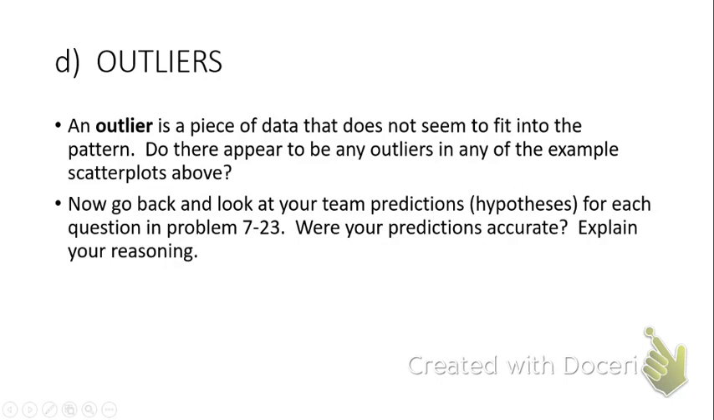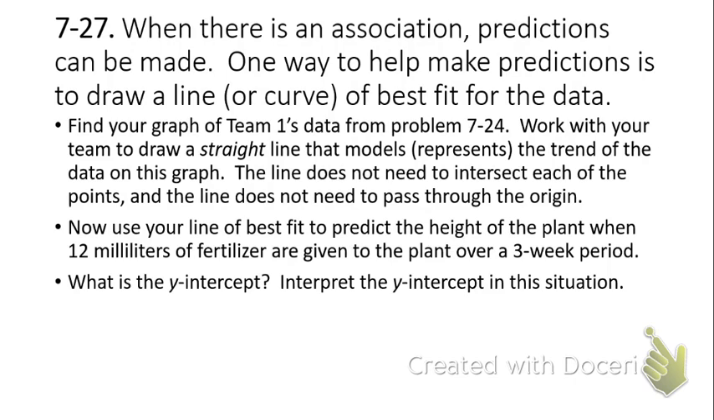727, write it at the top of your paper. When there is an association, predictions can be made. One way to help make a prediction is to draw a line or curve. You guys have kind of seen me do that today, or best fit for the data. Find your graph of Team 1's data. This should be the paper you did as a team, that one graph that you all did together.